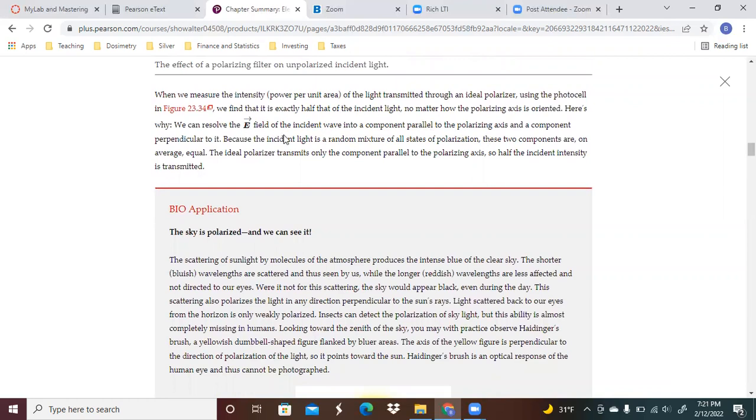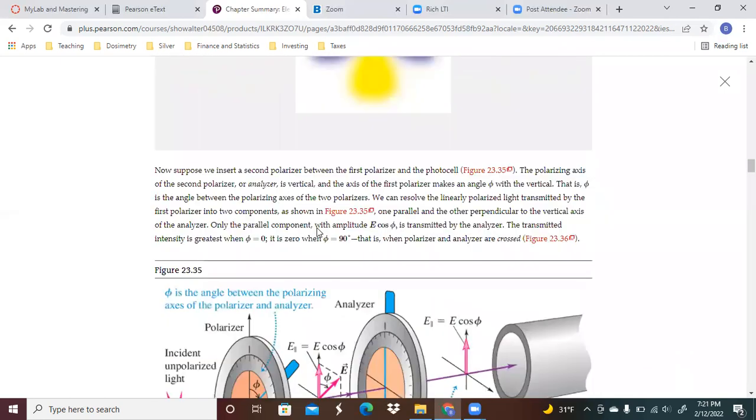Okay, so we can resolve this into a component parallel to the polarizing axis and a component perpendicular to it, because the light is a random mixture of all states. These two components are on average equal. So the ideal polarizer transmits only the parallel component, so half the incident intensity is transmitted.